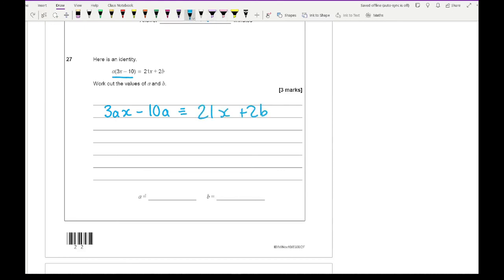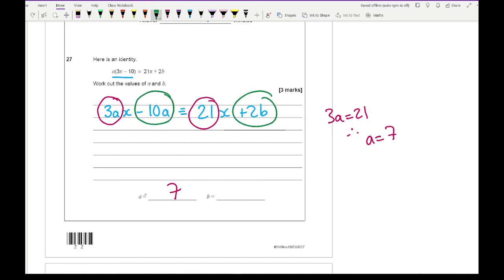Now what we need to do here is what we call comparing the coefficients. I've got 3ax and I've got 21x, so those two things need to be the same. If 3a equals 21, then a is going to equal 7. Then for the next one, we've got minus 10a, which has got to be the same as 2b. So minus 10a equals 2b. Now if a is 7, then this is minus 70 equals 2b. I take the 2 over by dividing, so b equals minus 35.